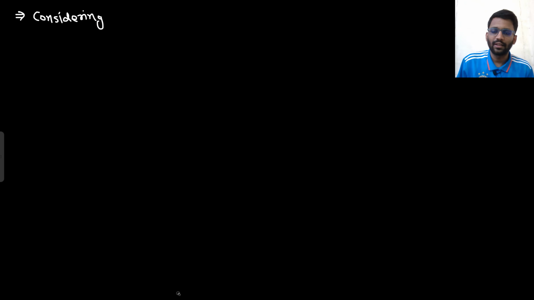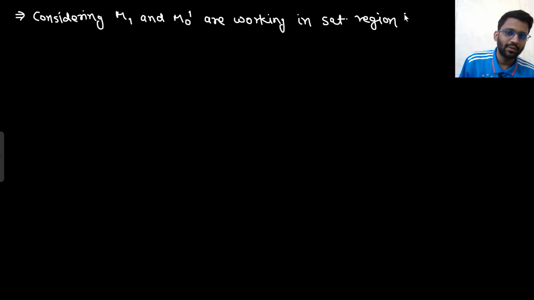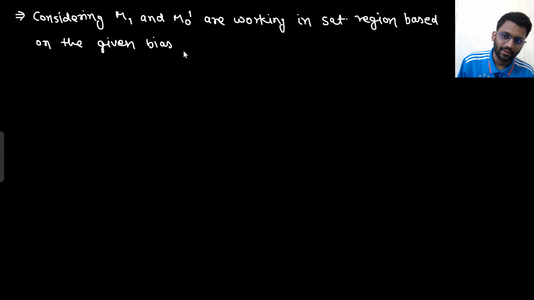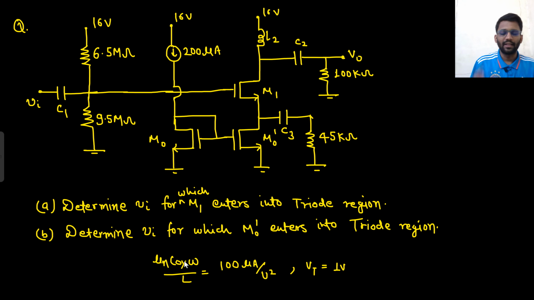What we are considering is that M1 and M naught dash are working in saturation region, based on the given bias. This is what we are considering.